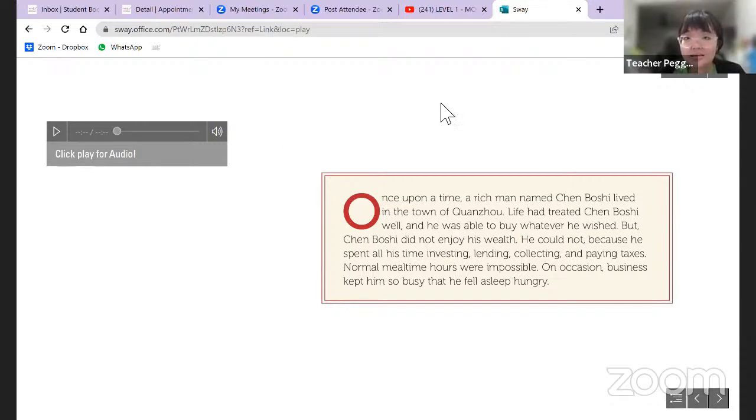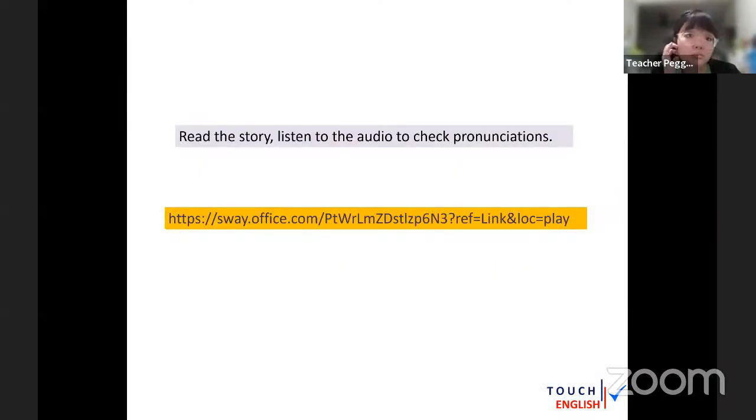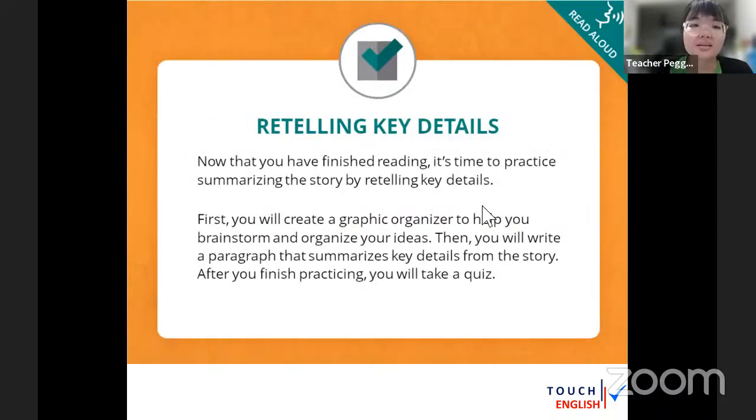Okay, understand. So I will go back to the slide again. Retelling key details. Now I finished reading. It's time to practice summarizing the story by retelling the key details. First, you will create a graphic organizer to help you brainstorm and organize your ideas. Then you will write a paragraph that summarizes key details from the story. After you finish practicing, you will take a quiz.